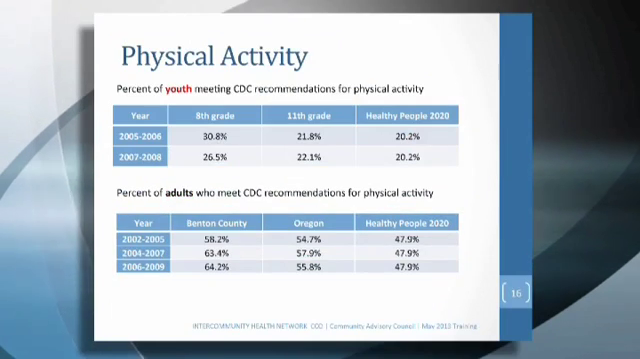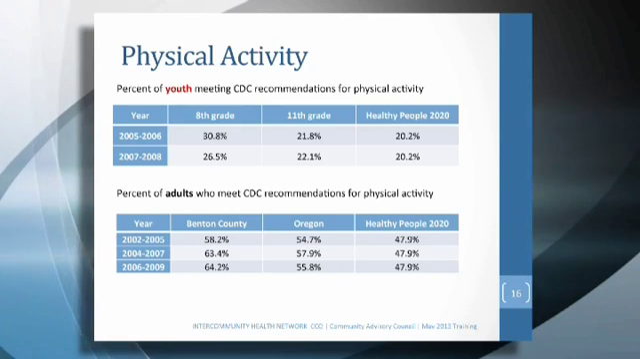When we look at what we know, physical activity is also a determinant of overweight and obesity. And again, when we look at our 8th graders and our 11th graders, we're not doing too well. A quarter to a third, 1 out of every 4 or 1 out of every 3 youth, are meeting the physical activity guidelines. And for adults, it's around 60% of adults who are meeting the activity guidelines.